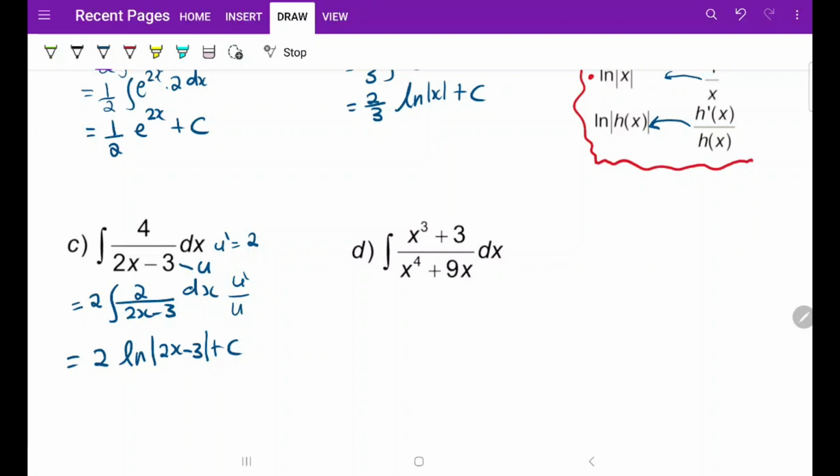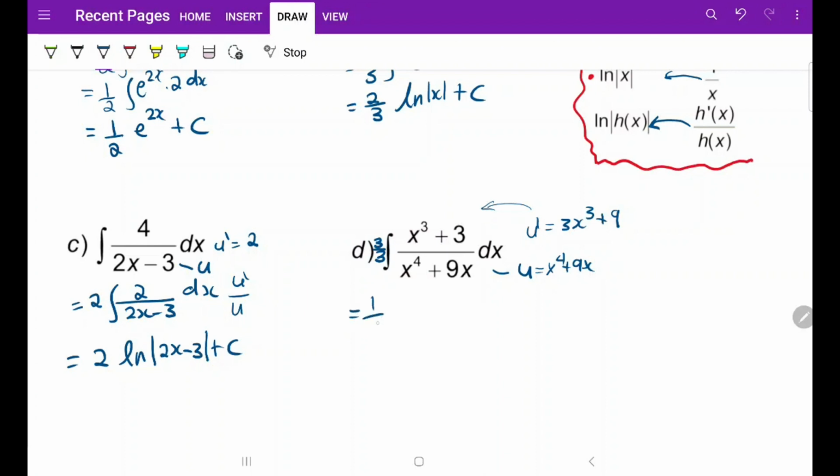Let us now look at the last question that we've got. If you look at the denominator and see it as u, this is x to the 4 plus 9x. If you were to look at its derivative, it will be 4x to the 3 plus 9. Whereas this is not the same as the numerator that we've got here. But if we multiply the numerator by 3, it would give us the same derivative there. So we would multiply by a unit factor of 3 over 3.